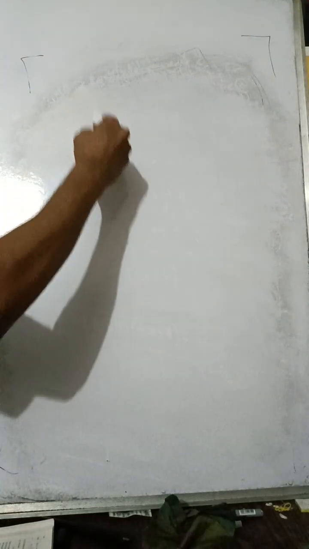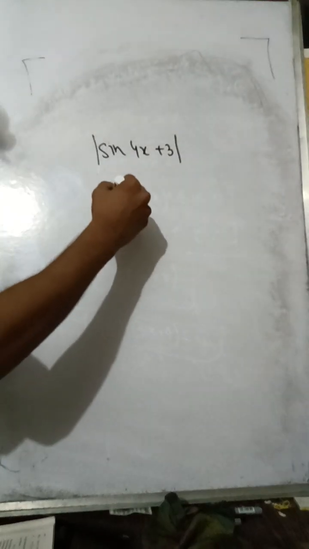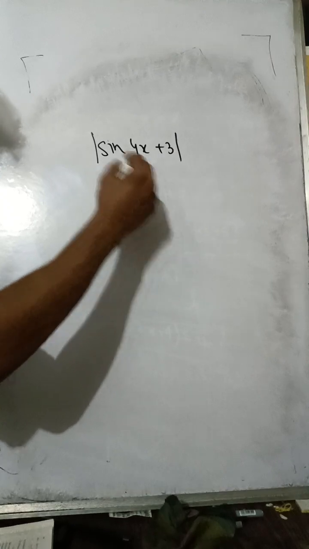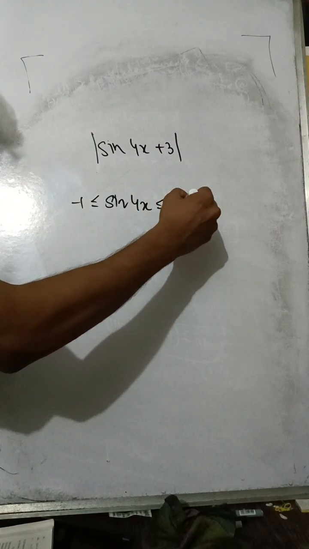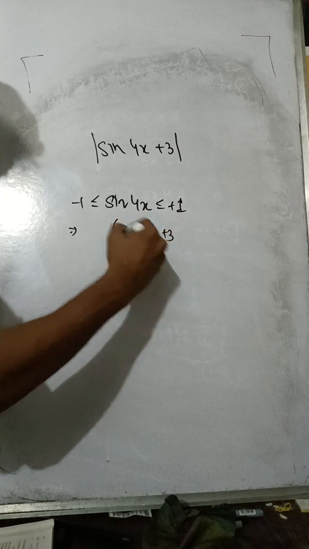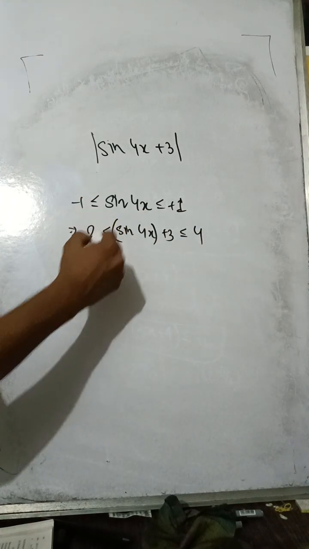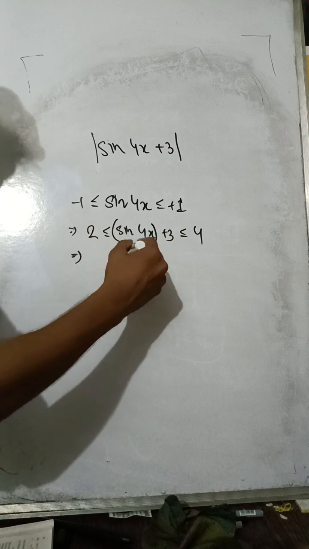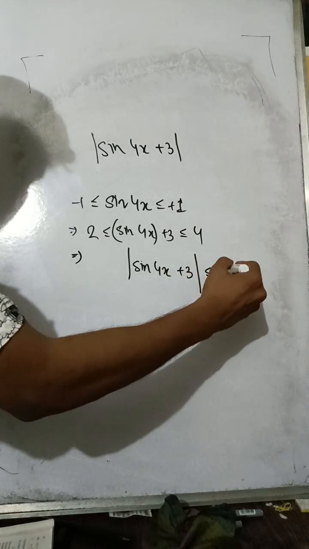So modulus of sine 4x plus 3. What is the minimum and maximum value of this? First of all, just forget about the modulus. Sine 4x will be between minus 1 and plus 1, right? What about sine 4x plus 3? Sine 4x plus 3 will be between 2 and 4. And if we put the modulus, it will remain the same.